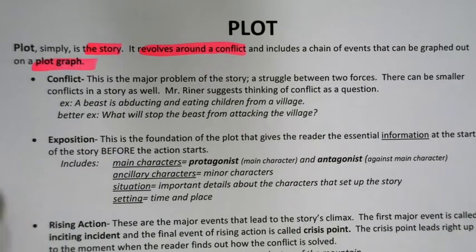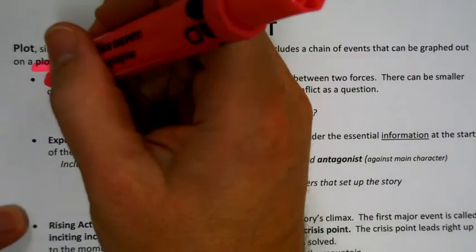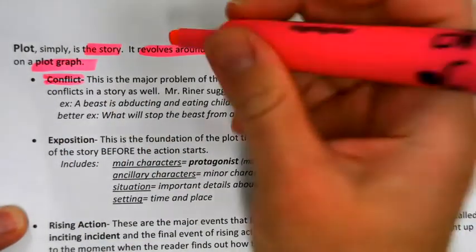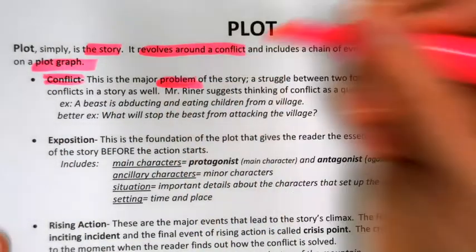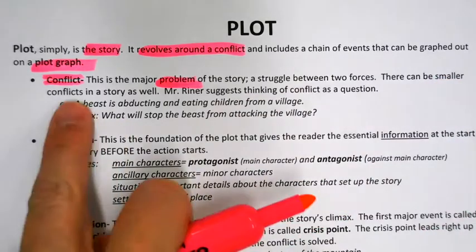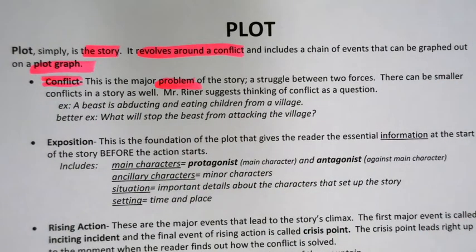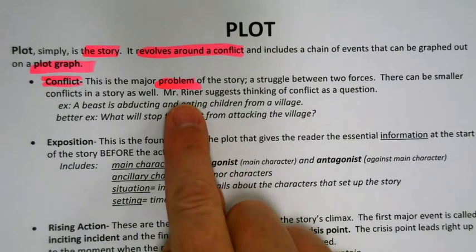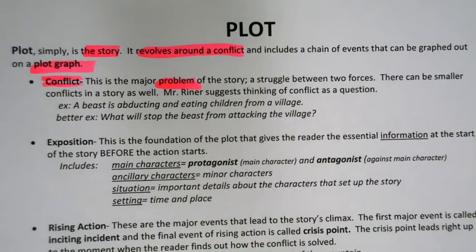Now, it's very important to know what conflict is. As we've talked about, it is the problem of the story. Now, there can be a lot of conflicts within a story, but when we're talking about plot, generally we're talking about the main conflict. And when we're doing a plot graph, we have to think about the main conflict. Now, I like to suggest that we think of conflict as a question, even though that's not 100% perfect and that's not how a lot of people do it, but that does help you find the climax eventually.